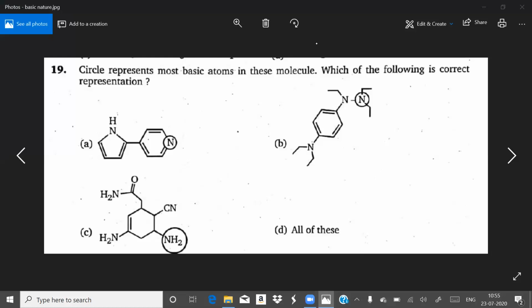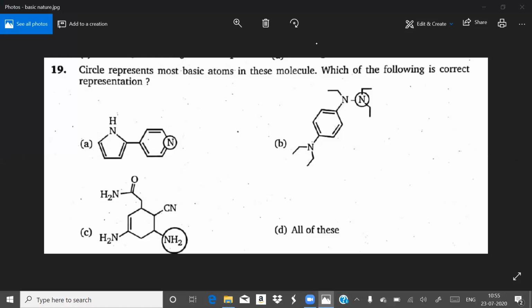Let us see a JEE Organic Chemistry Advanced type question. In the question, the most basic atoms are circled in the options. In the first option, nitrogen is circled, which is the more basic atom.